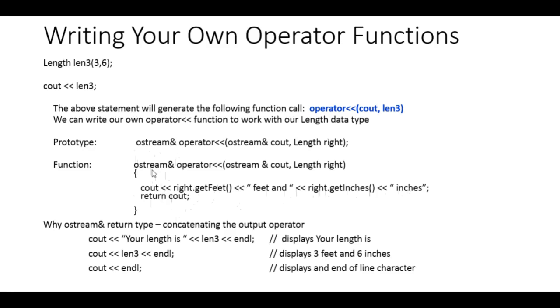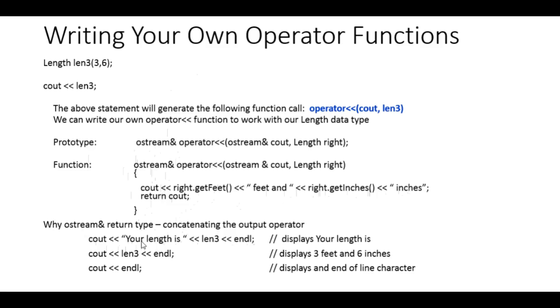Now I want to talk a little about why that is the return type. When you write an output operator, that does need to be the return type because you are allowed to concatenate the output operator. Concatenating the output operator means putting together more than one output operator in the same statement. So here's a cout statement: your length is, length3, and endl. The first thing that happens is a call to the output operator with cout and the string your length is.